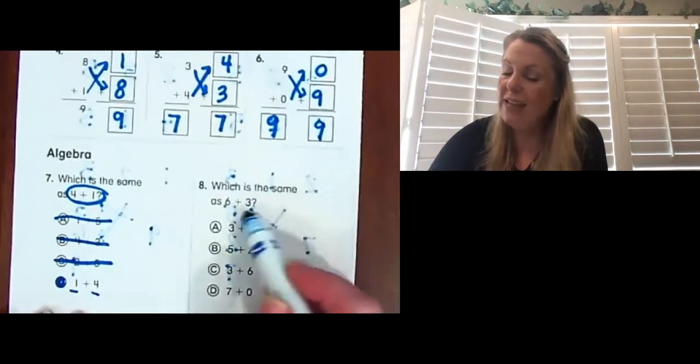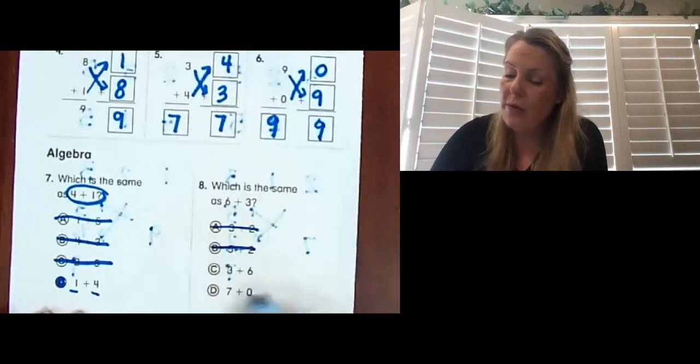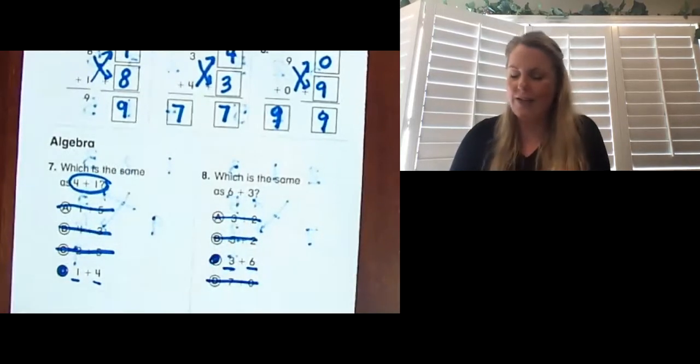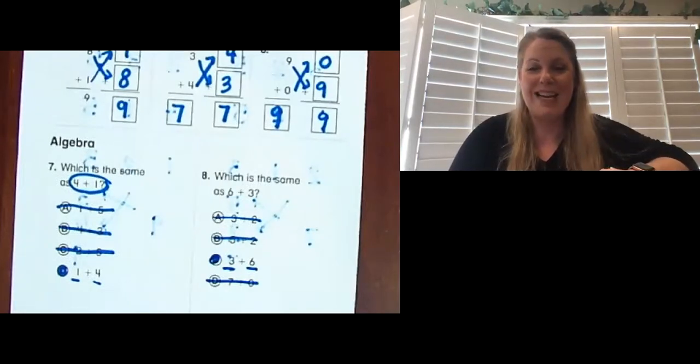Let's look at the next one. Which is the same as 6 plus 3? I'm looking for a 6 and a 3, and a 3 and a 6. Oh, there's a 3. There's a 6. And is it switched? Yep, the answer is 6. So commutative property, remember, that is a fun one. We like that one. It's pretty easy.